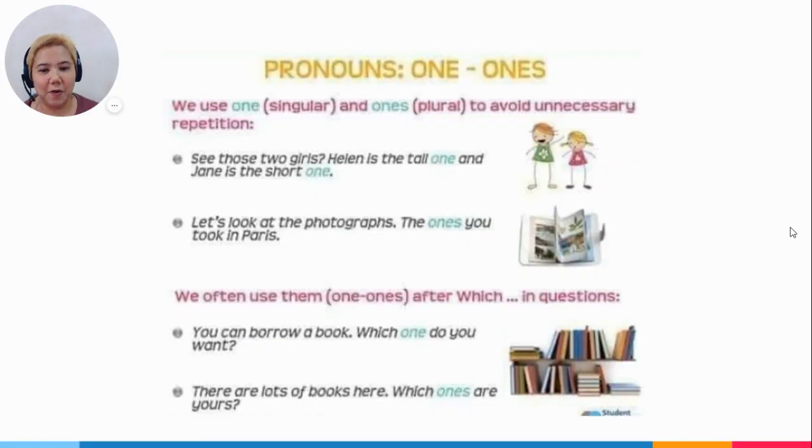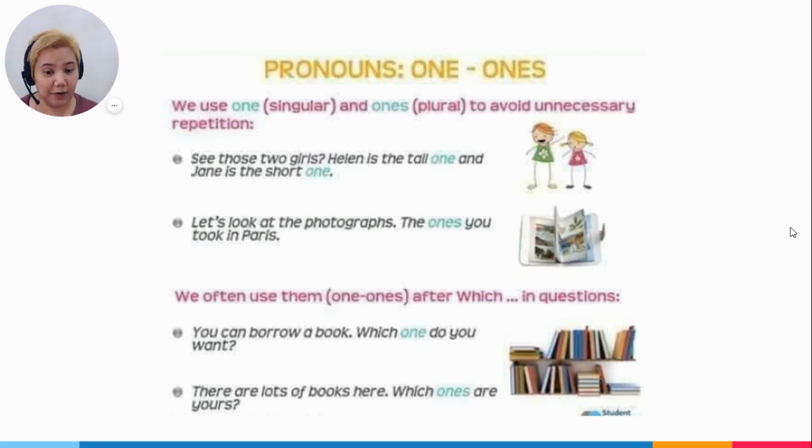All right, now we have our pronouns, one and ones. We use one for singular and ones for plural, just to avoid unnecessary repetition. See those two girls? Helen is the tall one and Jane is the short one. Let's look at the photographs, the ones you took in Paris. We often use one and ones after which in questions.